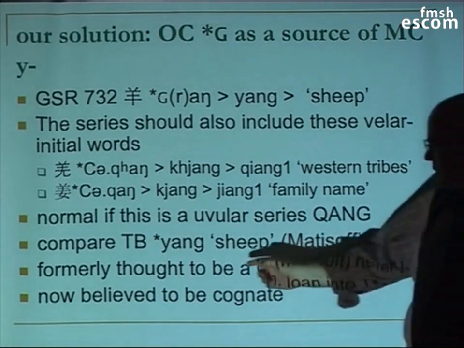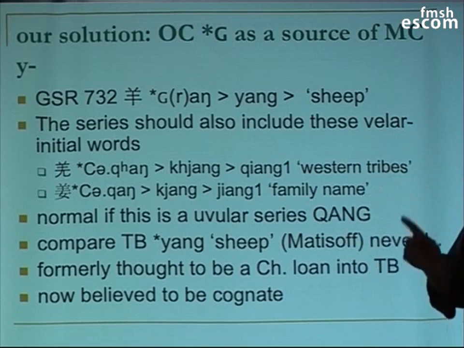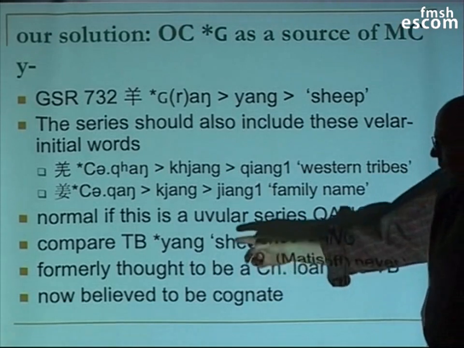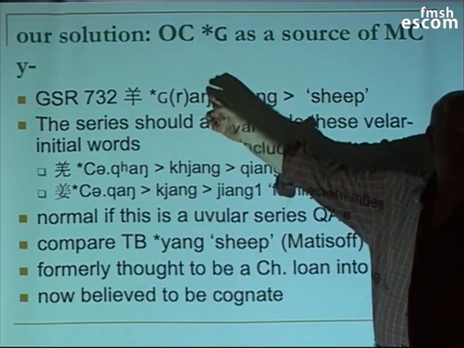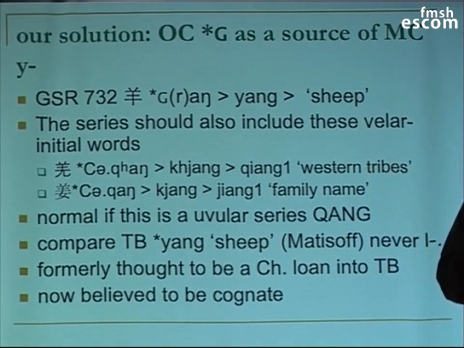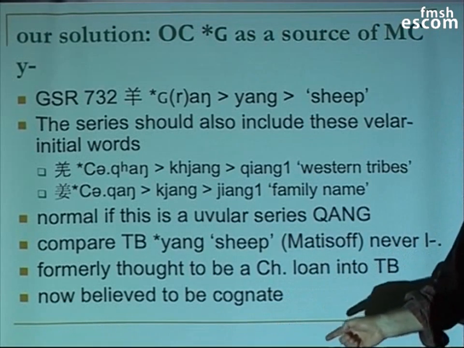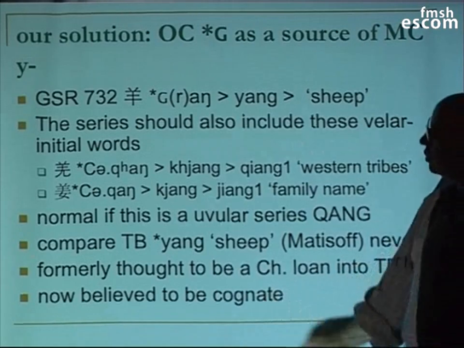So Tibeto-Burman has yang, sheep. My interpretation for this yang, sheep in the past was that it was a loan from Chinese, because in Chinese I thought this was lang, and that it goes to Middle Chinese yang, so I thought it was a word borrowed from Middle Chinese after the Old Chinese period. But that does not make a lot of sense. So I now believe that we are dealing with a cognate here. We believe that these are cognates.